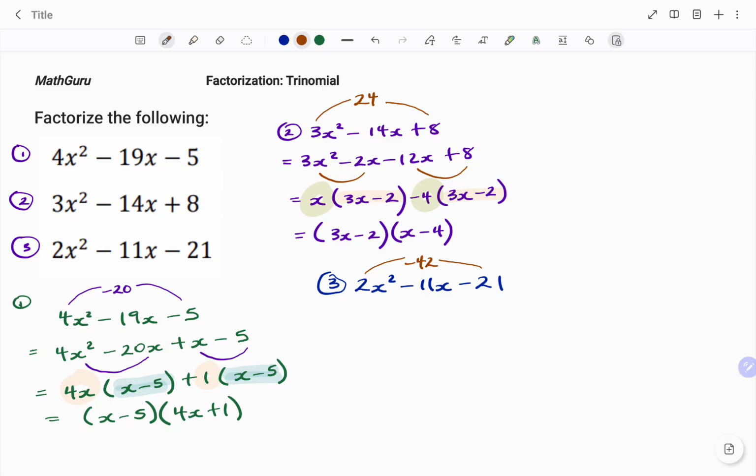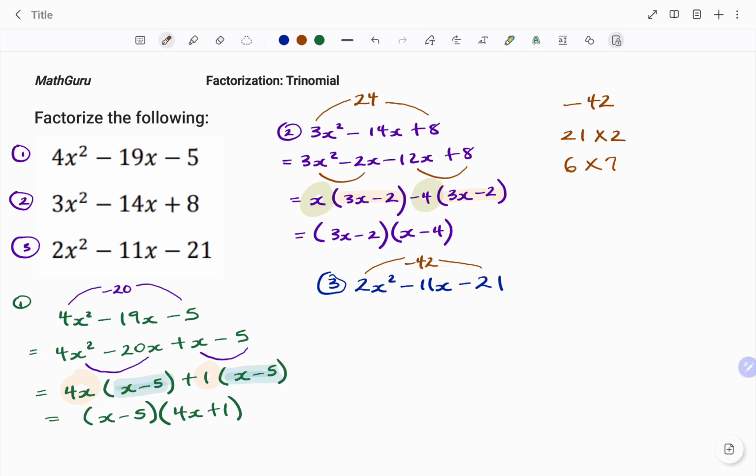Then the next task is to look for factors of 42 that will also give me the middle term. If I add together, that's negative 11. So if you check, for 42, I have 21 times 2, but if I add that together, it doesn't give me 11. Or if I subtract, I'm going to look for another set of factors. I'm going to use 6 and 7. If I add 6 and 7, that's 13. It doesn't give me the 11, negative 11 that I need in the middle.